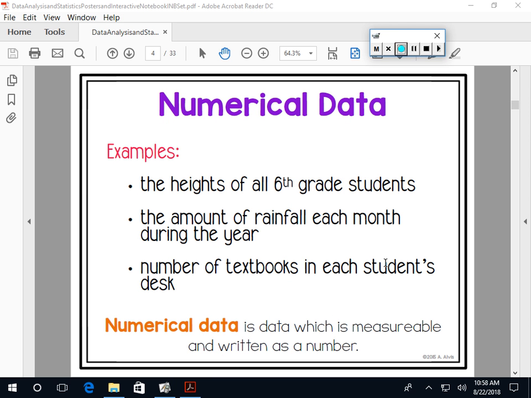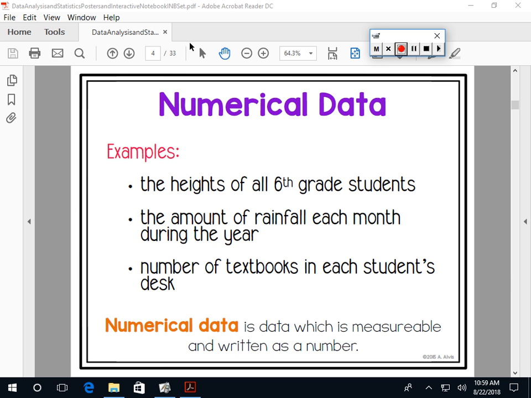Which is measurable and written as a number. So like if you were doing a survey and surveying sixth grade students, their heights would be numerical data, because that answer is given as a number, normally in feet and inches or just inches. Amount of rainfall each month is measured in inches. It would be a number of inches. And the number of textbooks in a student's desk, that would just be like a whole number.